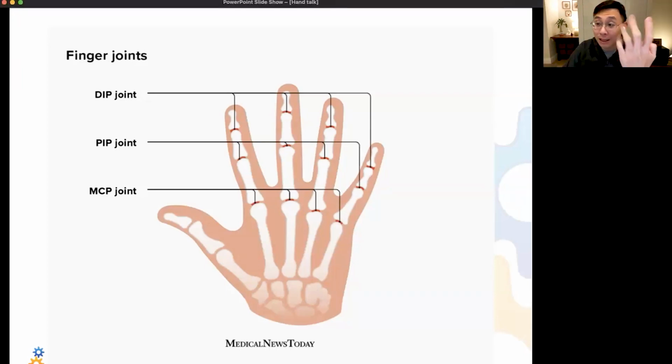Then the fingers, the middle row of knuckles, because it's between the phalanges, we call that the proximal interphalangeal joint, PIP joint, right? So you go, my PIP joints are sore. Your doctors will know which joints you're talking about. Then the distal row is the distal interphalangeal joint, DIP joint, right? Okay, so you can remember MCP, PIP, DIP.